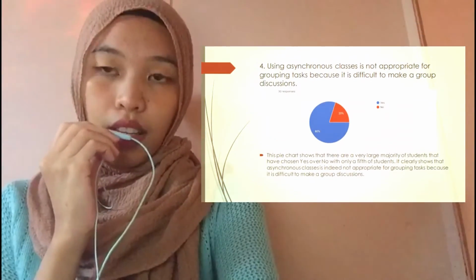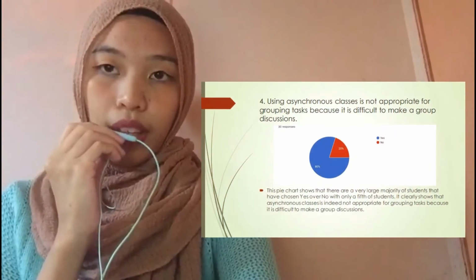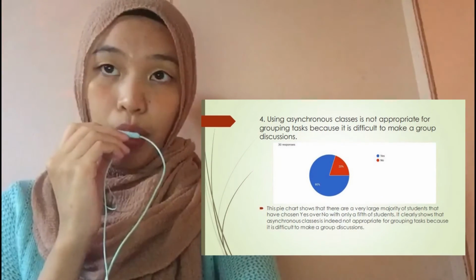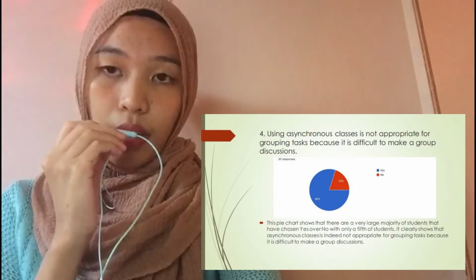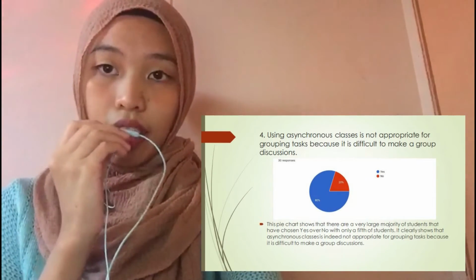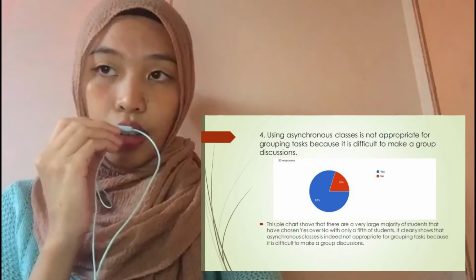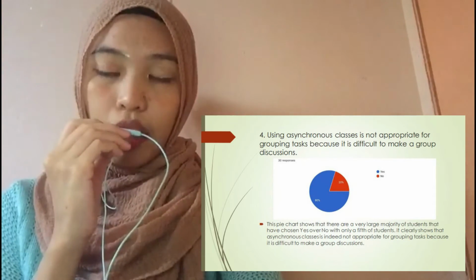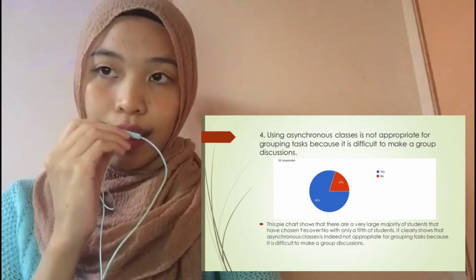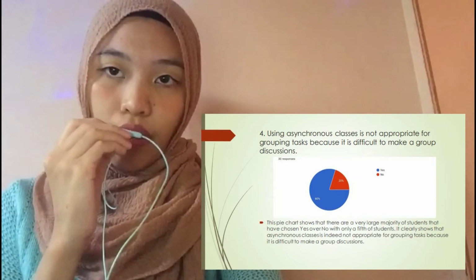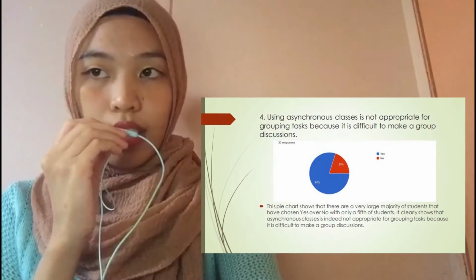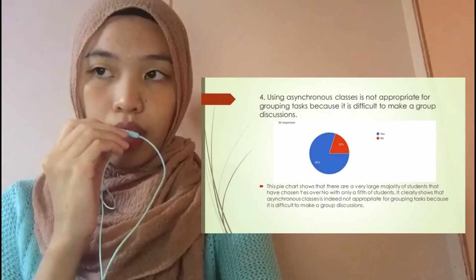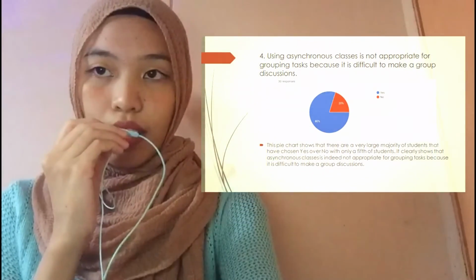Using asynchronous classes is not appropriate for grouping tasks because it is difficult to make group discussions. In this pie chart, 80% have chosen yes instead of no. This pie chart shows that there are a very large majority of students that have chosen yes over no, with only a fifth of students. It clearly shows that asynchronous classes are indeed not appropriate for grouping tasks because it is difficult to make group discussions.